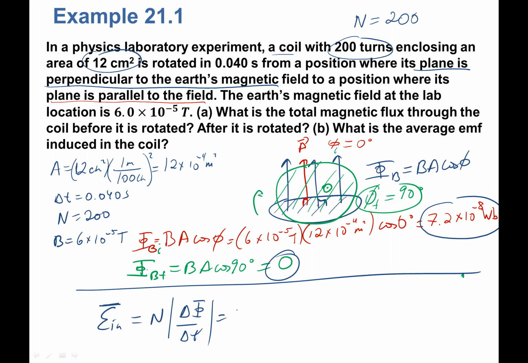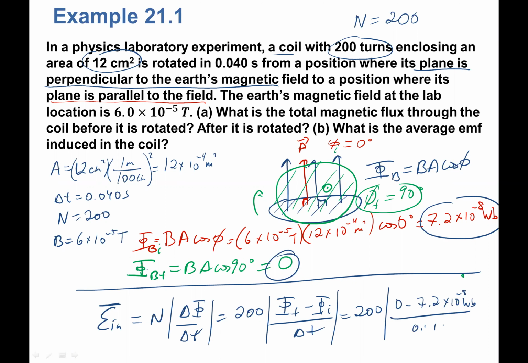Then this will be 200 turns, times, remember, change in flux is final minus initial, divided by delta t, which will be 200, then finally 0, initial 7.2 times 10 to the negative 8 Weber, divided by 0.04 seconds. And what we're going to get for the EMF is 0.36 millivolts. So it's going to be 10 to the negative 4 volts, so we write it as 0.36 millivolts.